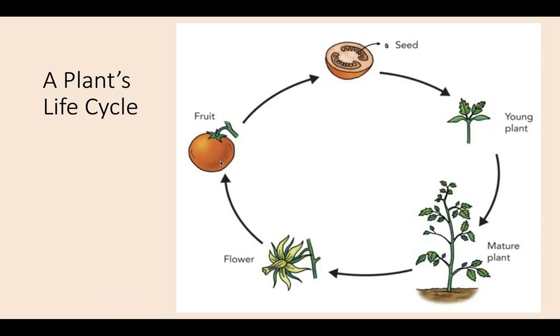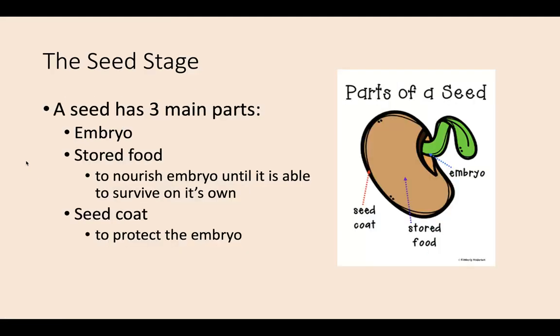Just like humans, we're babies, toddlers, kids, you grow up into an adult, then you may or may not have a baby yourself, which will then grow up, and then we get this cycle. So that's a plant's life cycle. Today we're going to go through the different parts of the plant's life cycle. So first, the seed stage.